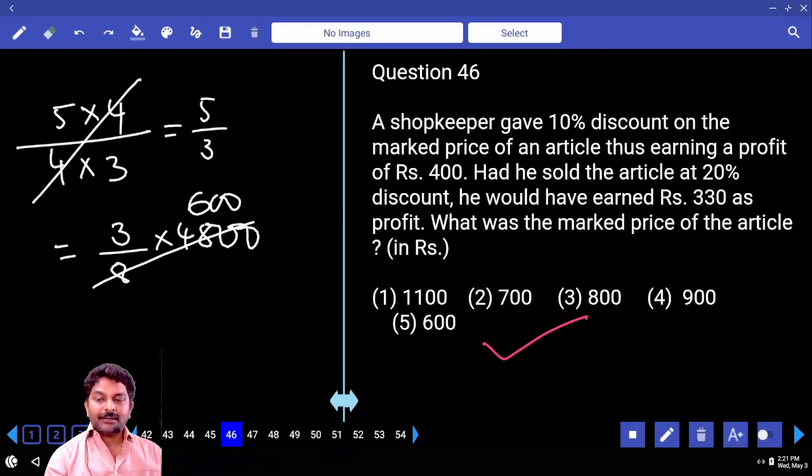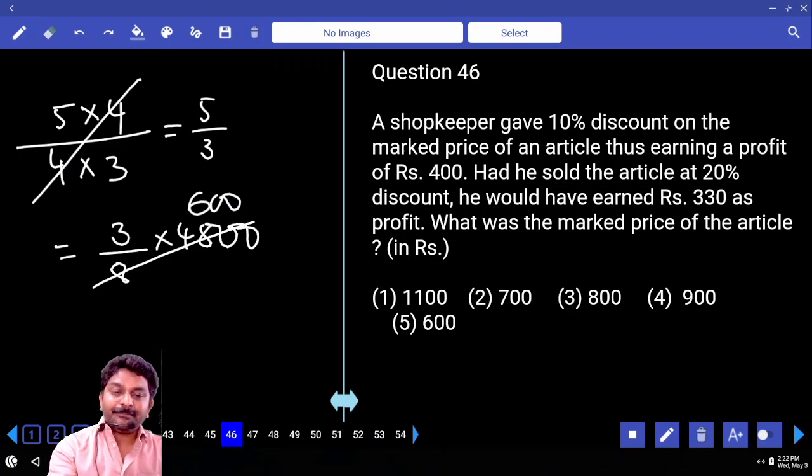Done. A shopkeeper gave 10% discount on the market price of the article, thus earning a profit of 400 rupees. Had he sold the article at 20% discount, he would have earned 330 as profit. What was profit in first case?